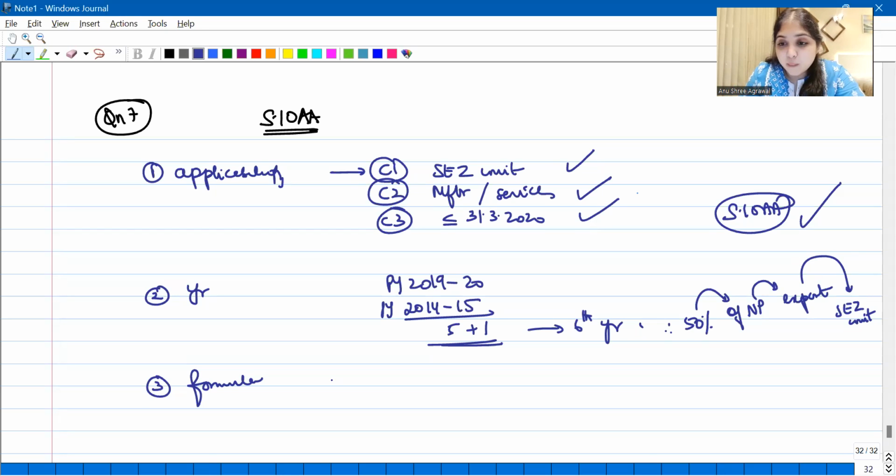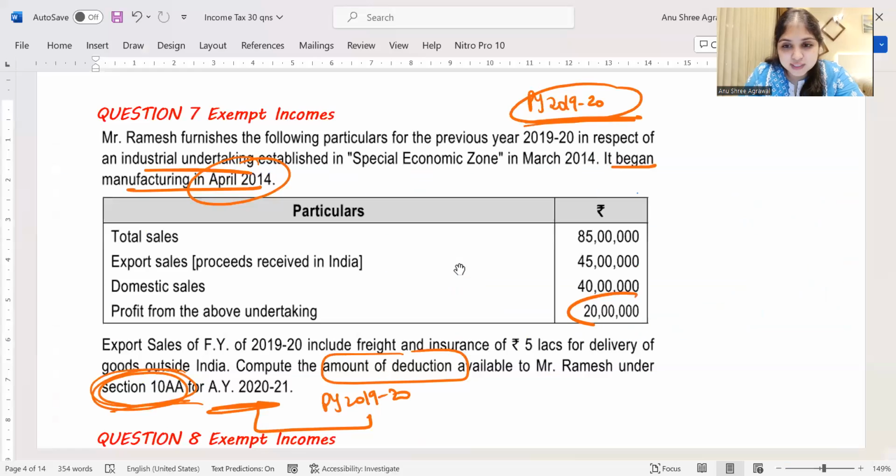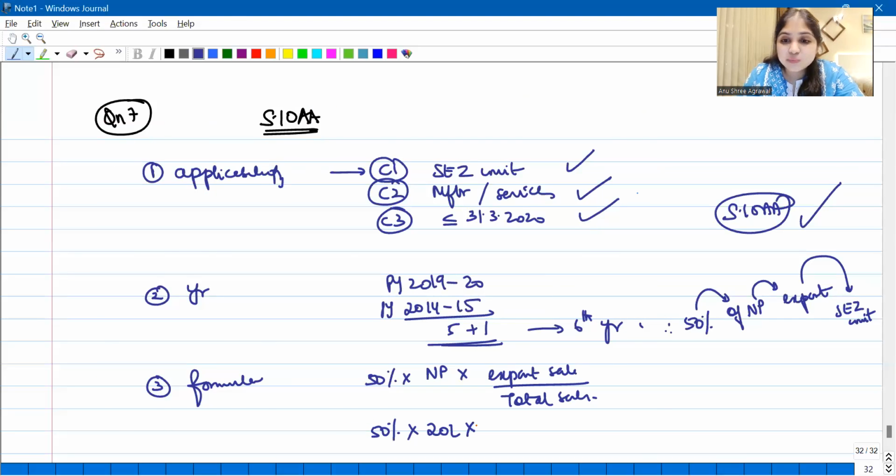After this, we have a formula, 50%, right? So 50% of what? Net profit. But 50% of net profit only from export. So this net profit will be from total sales. So 50% of net profit into export sales by total sales. This is the formula, guys. Right? So what is the net profit in this question? What is the net profit of our assessee? Net profit of our assessee is 20 lakhs into export sale.